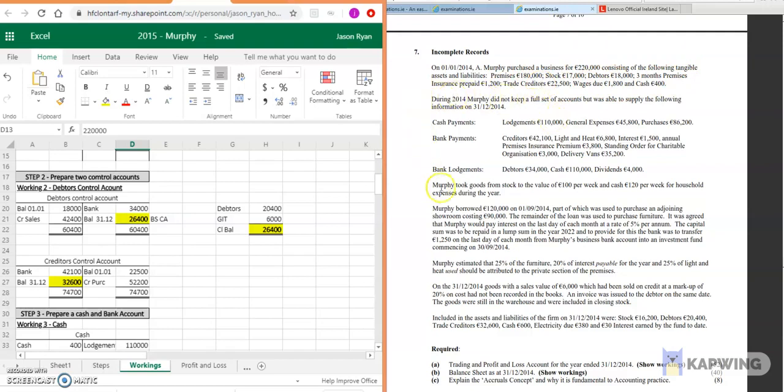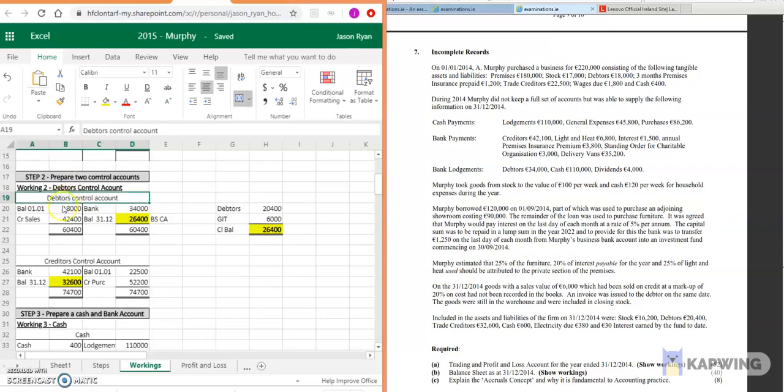We have a look down here during the question. So do we have any debtors or creditors? So we've got bank payments of creditors, and we've got debtors in here in our bank lodgements. And then we have a look at the end and see do we have any debtors or creditors. And we've got creditors here and we've got debtors here. So just going to put them into a T account and calculate the difference, which will be used to calculate our sales and our purchases.